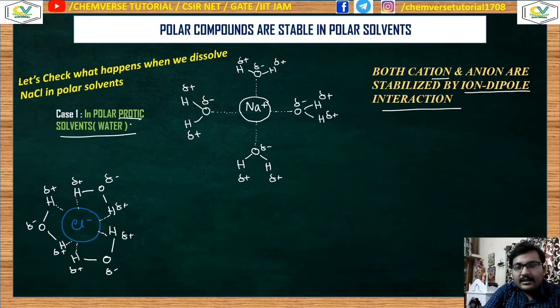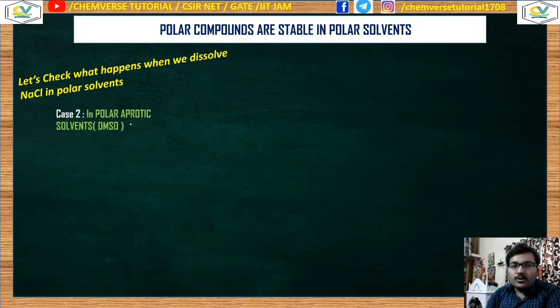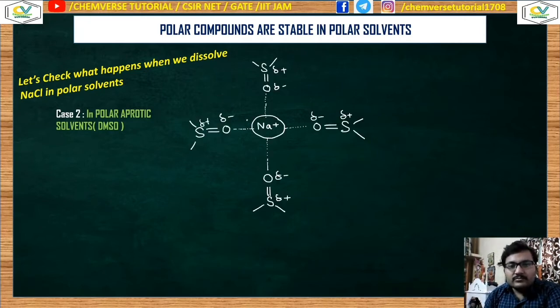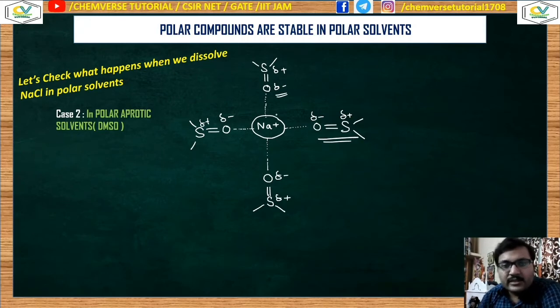Now moving on to case number 2. What will happen if we add NaCl into some polar aprotic solvent like DMSO? Let's check what will happen in the case of sodium plus. Sodium plus, that means the cation, is solvated with the negative end of the dipole present in the solvent molecule. So it is to some extent solvated and stabilized. So the cation is also stabilized in a polar aprotic solvent like DMSO.